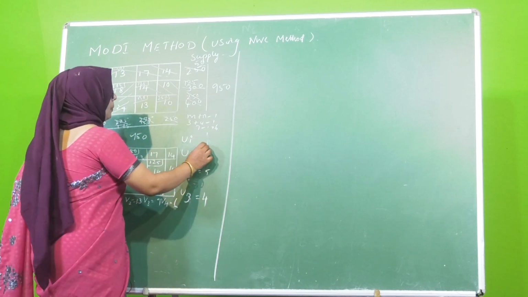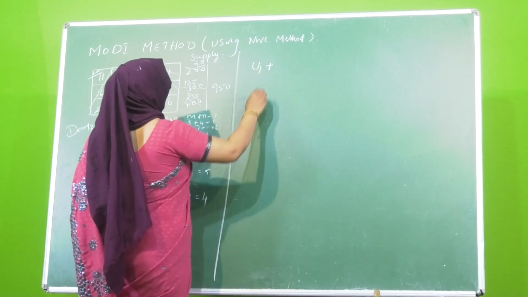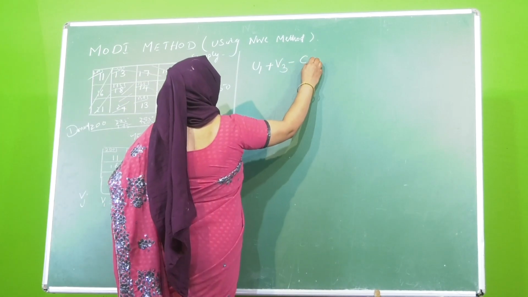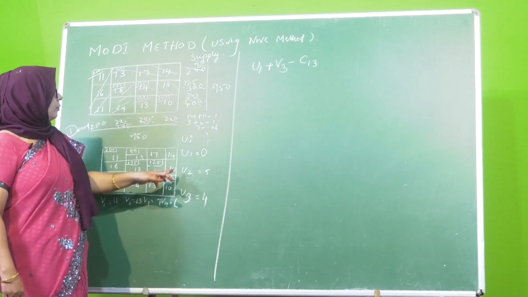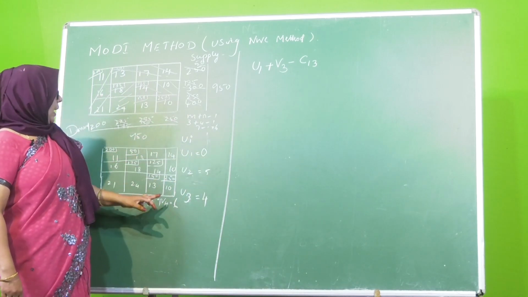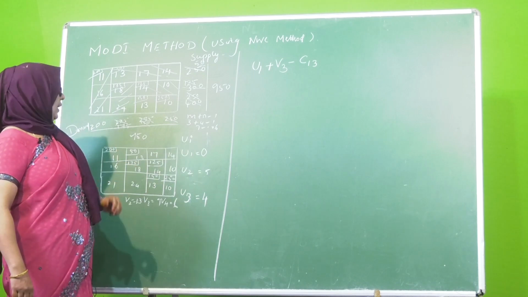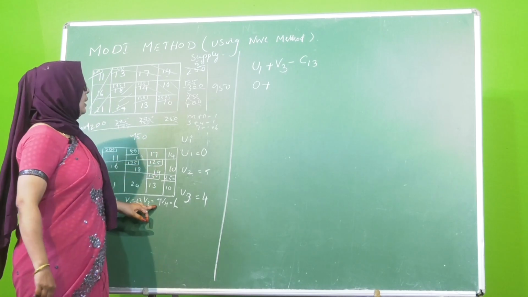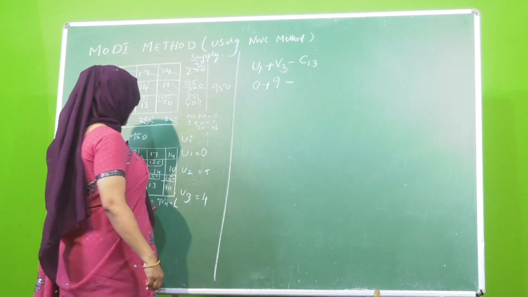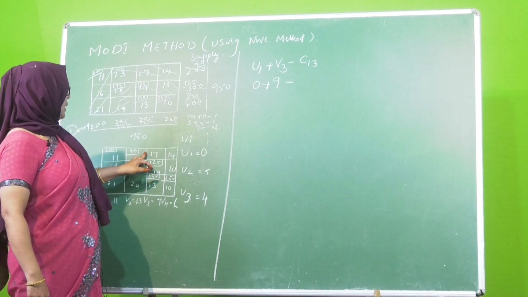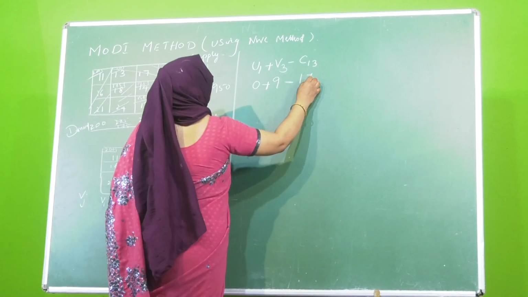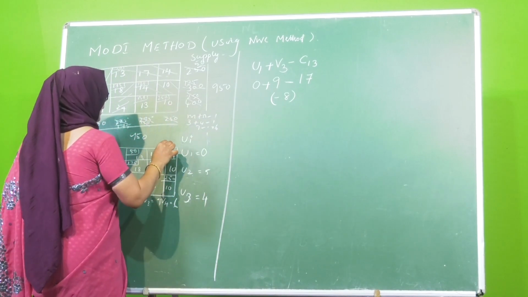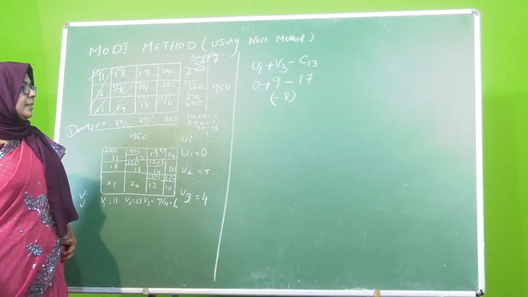The row element is U1 and the third column is V3. So U1 plus V3 minus C13. U1 value is 0, V3 value is 9, minus C13, which is 17. So the dummy value is minus 8.